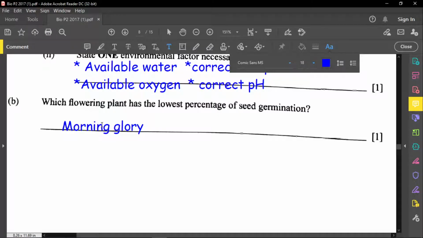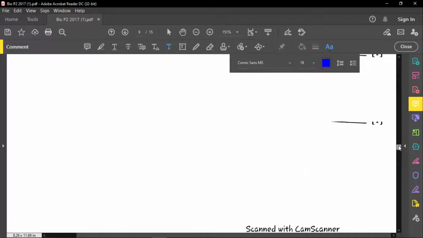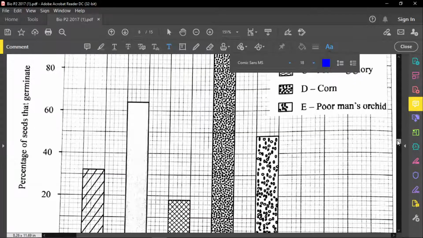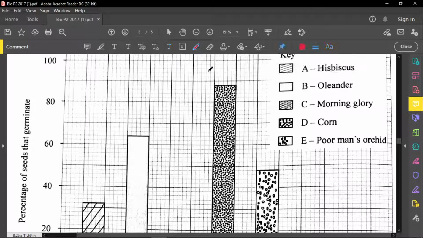So the next part of the question now, let's see what it's saying here. It said how many corn seeds germinated. And so let's go back into what is happening here. We can get this quite easy from the graph again. How many seeds of corn were germinated? So corn is D. So we're looking at D right here, which is this structure. So D will be here. Unfortunately, this might not be seen easily.